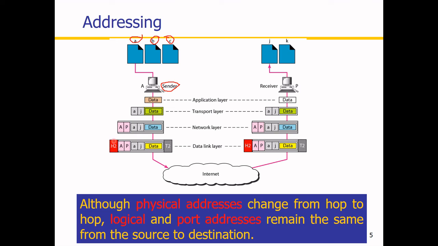Now, you see this H2, this is the header. In this header, the MAC address is one of the pieces of information that's going to be added. And when that's done, the data is just going to be sent through hops. And throughout these hops, only the MAC address is going to change. The IP and port addresses are not going to change.